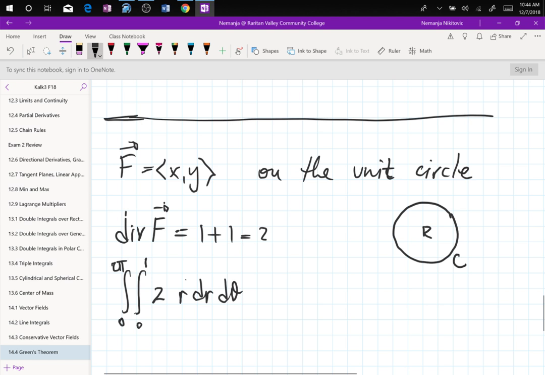And now we integrate, same steps as before. 0 to 2 pi, we'll get r squared from 0 to 1 d theta, which is the integral 0 to 2 pi of d theta, which is theta, plug in 2 pi minus 0, and there's your 2 pi. Same answer, obviously, we just used a different method to get it, Green's theorem, and there you have it.